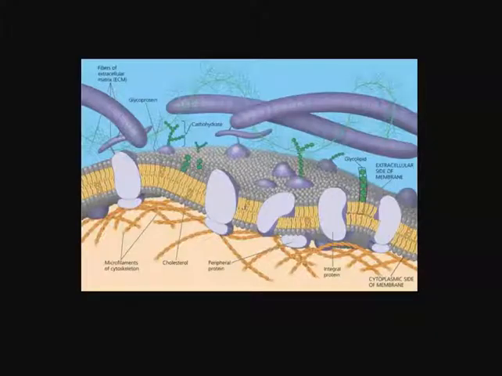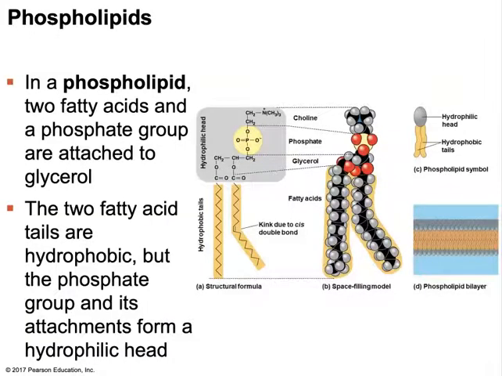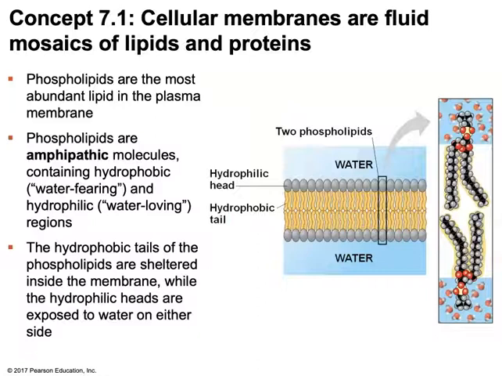Plasma membranes are comprised of a special type of lipid called a phospholipid. Recall from Chapter 4 that a phospholipid is two fatty acids and a phosphate group attached to a glycerol. The two fatty acids are hydrophobic hydrocarbons, but the phosphate group forms a hydrophilic head. This makes the phospholipid both hydrophilic and hydrophobic. This type of molecule is called amphipathic. Part of the molecule is water-loving, while part is water-fearing.